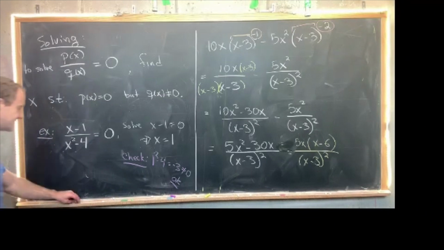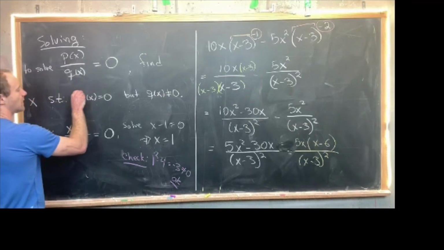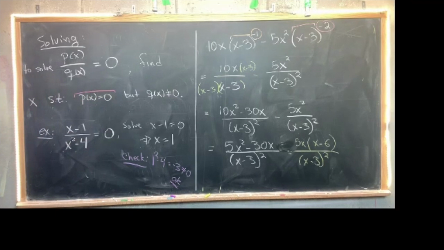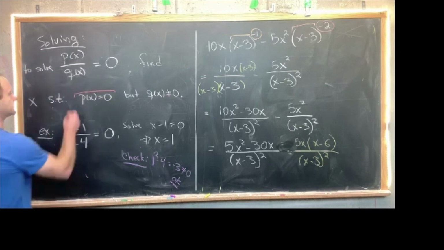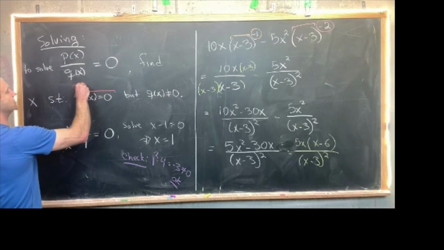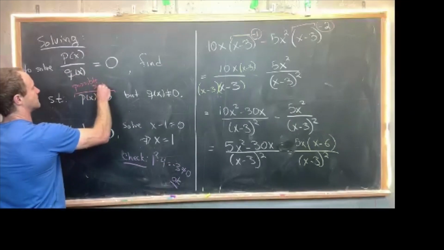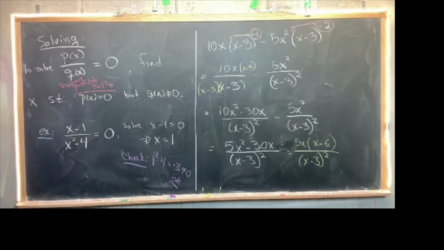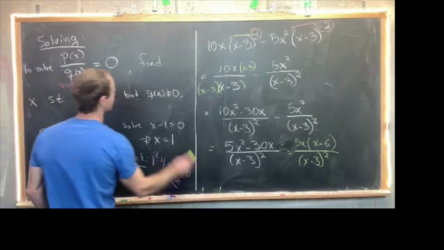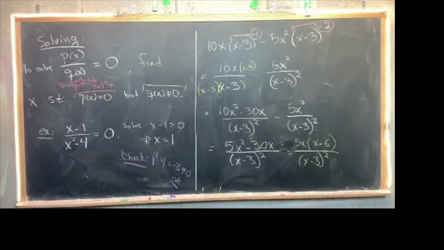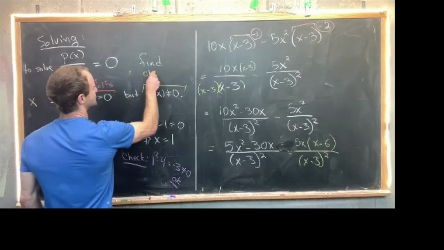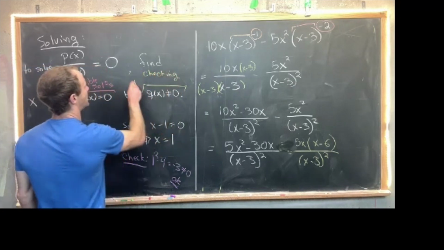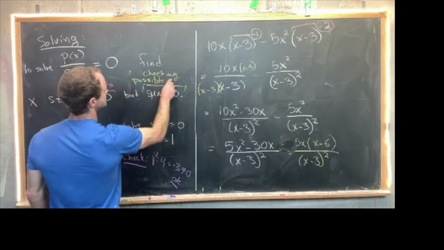So I should say, maybe let's break this into parts. This thing right here, solving p of x equals 0, is finding candidates for solutions, finding possible solutions. And then this part over here, where we're plugging it into the denominator and making sure that that's not equal to 0, is checking the possible solutions.